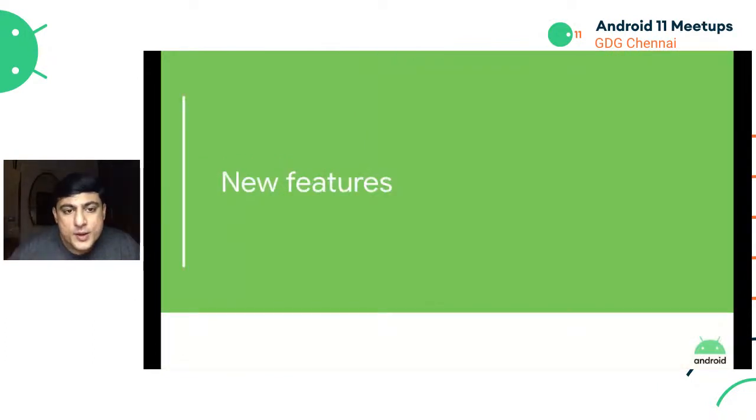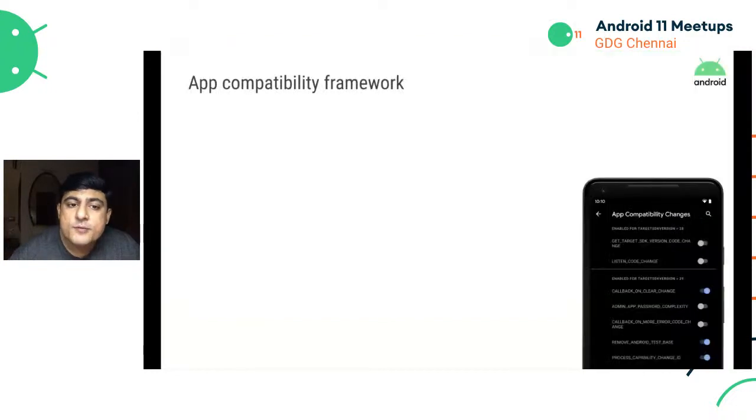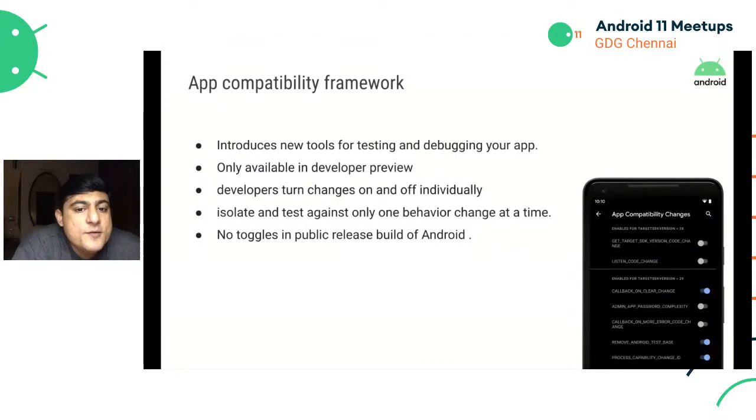In the interest of time, I'm going to quickly go through the new feature set that we have. The app compatibility framework is one of my favorite features in Android 11. This is a new tool that we've introduced for debugging and testing. It's only going to be there in developer preview. The final build of the OS will not have this. So this is only for a developer preview build, and only for developers. This is not a user-facing feature at all.